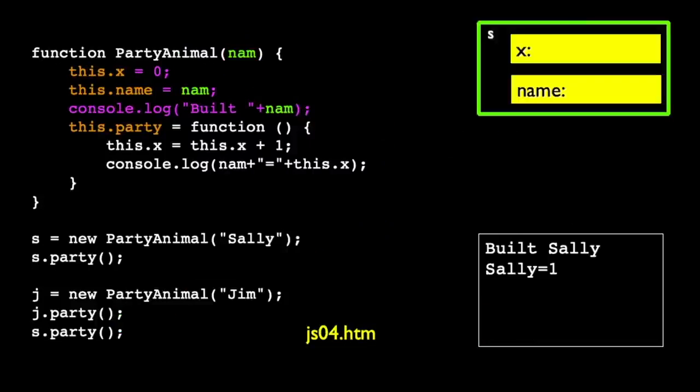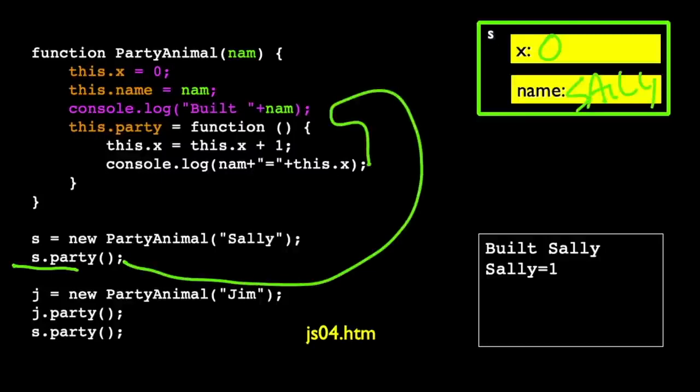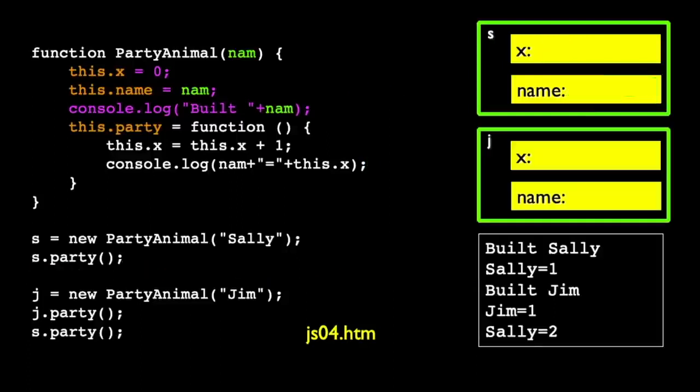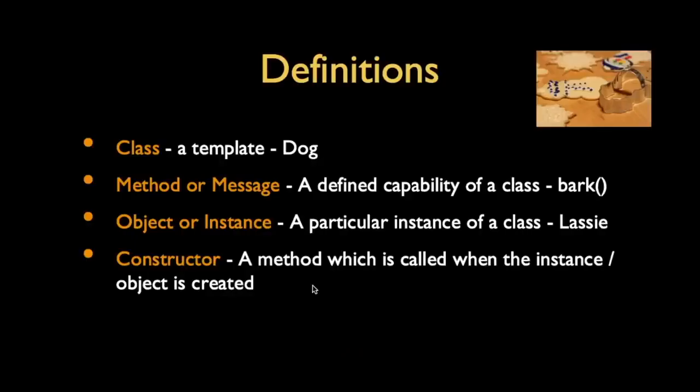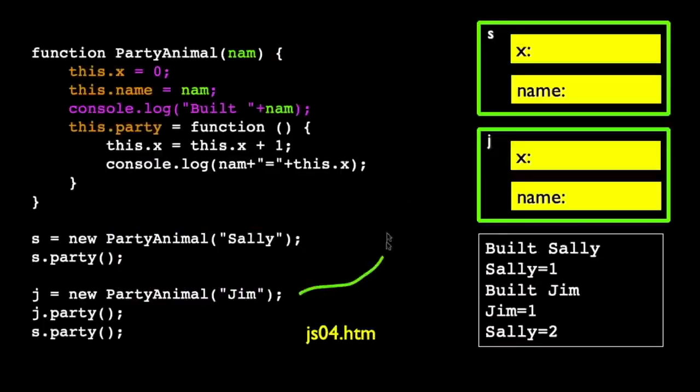And so halfway through, when we're down to here, we've got this object, s.party, well, x starts out at 0, and the name here is Sally, right? And then s.party comes and runs in here and prints out Sally equals 1, right? And then comes back, and then we're going to create a second one. So we created a second one, and that'll be in the variable j, right? So we've created one.